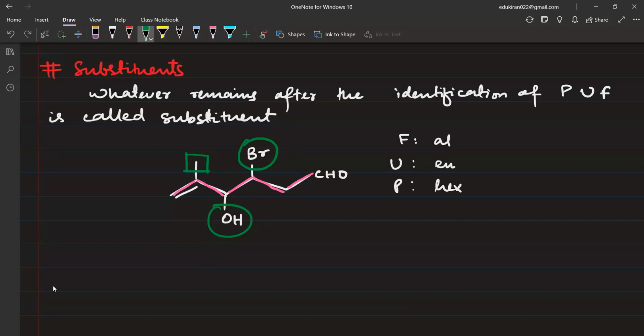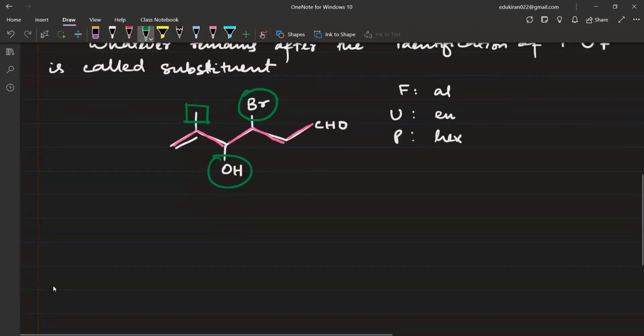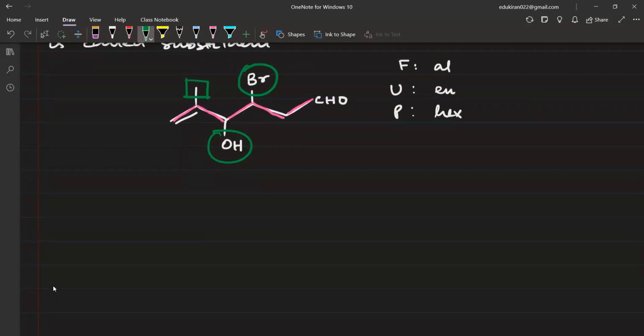First of all, you can classify here that there will be alkyl substituent and non-alkyl substituent. So what are alkyl substituent? Alkyl substituent will contain only carbon and hydrogen. For example, this methyl is an alkyl substituent. And then non-alkyl means bromine and OH. These are non-alkyl substituents. Now, within the non-alkyl substituent, what can you classify? OH is present in the functional group list and Br is not present in the functional group list.